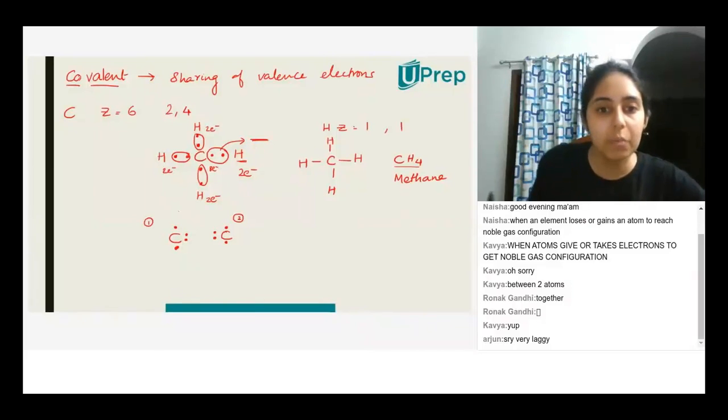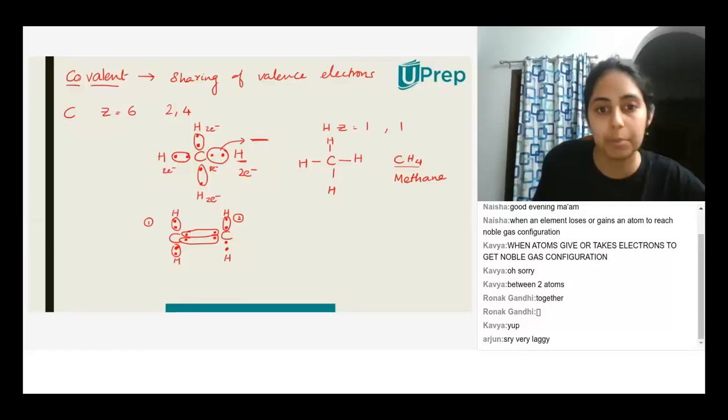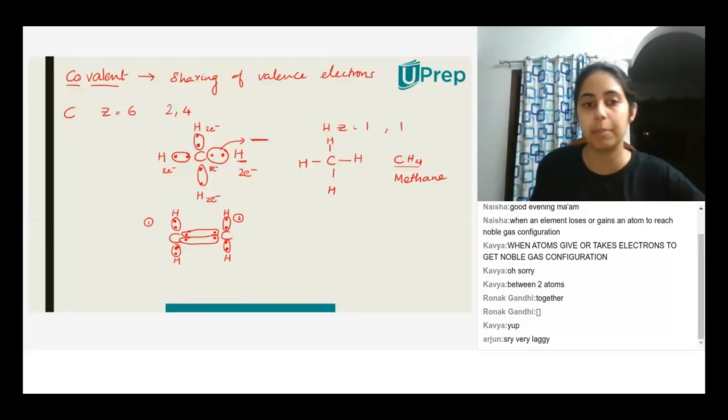Then I'll share one of the electrons of this carbon with the electron of this carbon, and I'll share one more electron of this carbon with an electron of this carbon. And then on these 2 electrons of the first carbon, I'll just put a hydrogen. Then what happens? This ends up forming a bond, this ends up forming a bond, this ends up forming a bond, and then this ends up forming a bond.